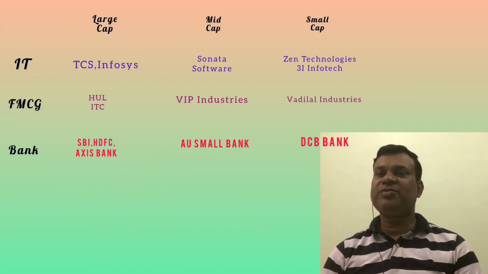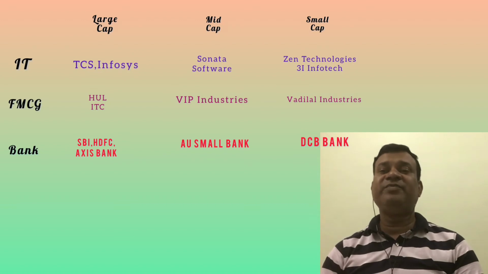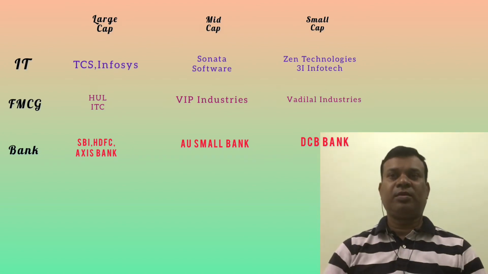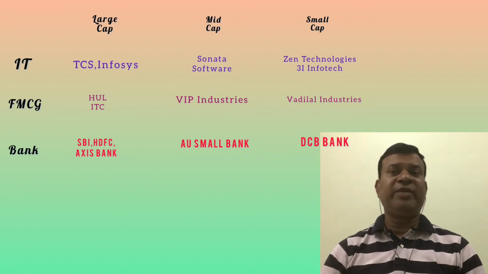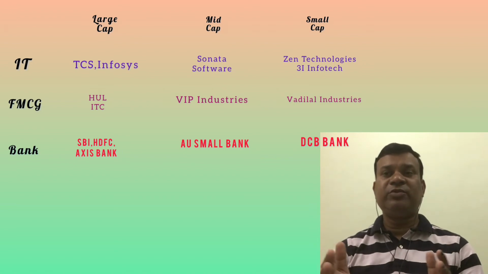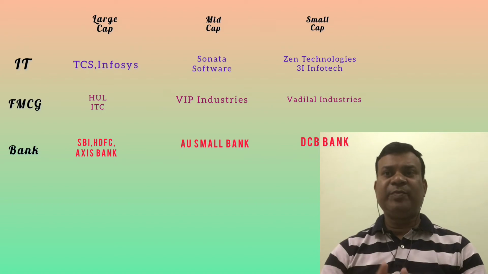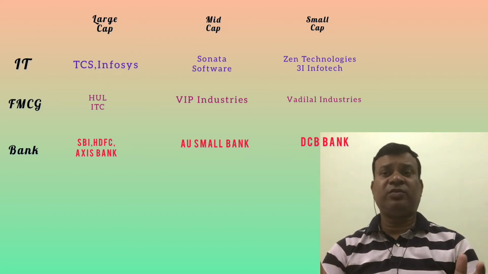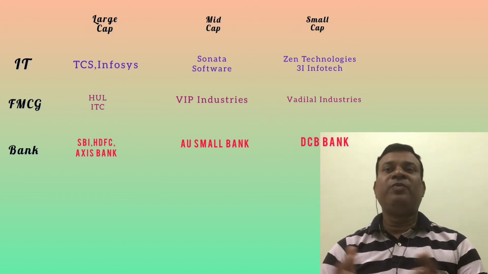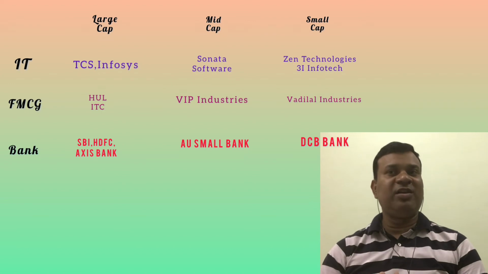On the basis of our discussion, I have listed some stocks from the IT, FMCG and banking sectors in the large cap, mid cap and small cap categories. In large cap, we have shares like TCS, Infosys, ITC, HUL, SBI, HDFC Bank. In mid cap, we have Sonata Software, VIP Industries and AU Small Bank. From small cap, we have 3i Infotech, DCB Bank and Vadilal Industries.